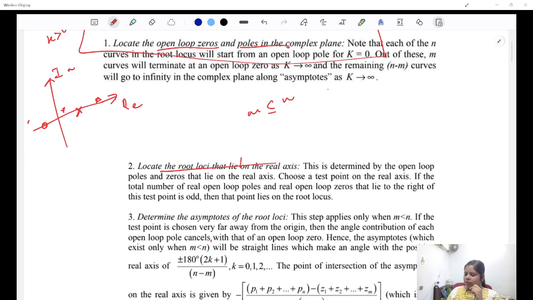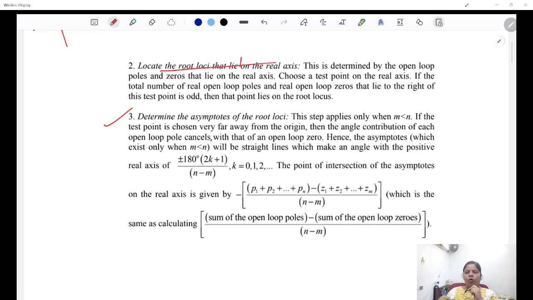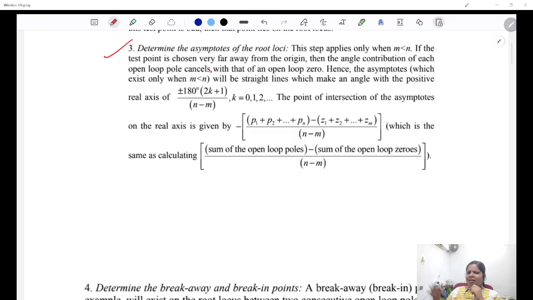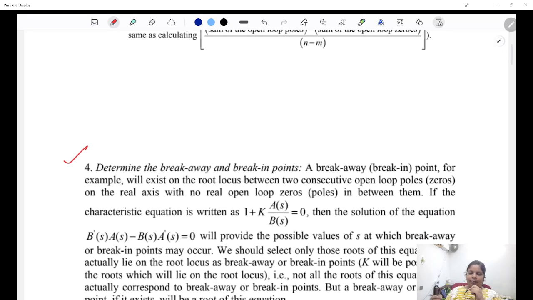So there comes the concept of asymptotes, and then we define what are the number of asymptotes, where do they intersect, and what are the angles at which these asymptotes are located. Then we define the breakaway and break-in point.